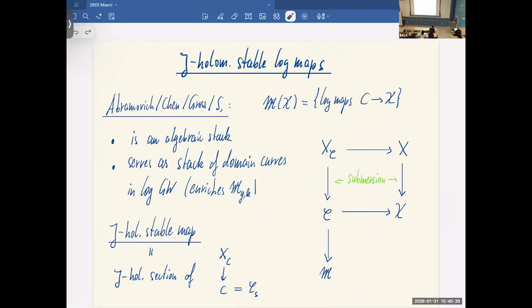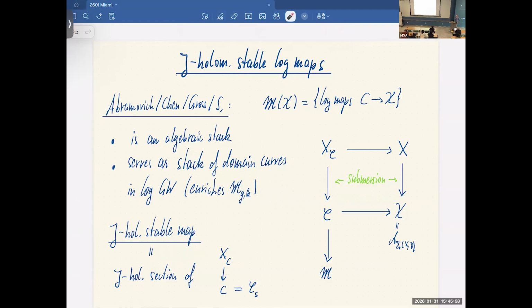Okay, so if we have all swallowed that, then it's very easy to say what a J-holomorphic stable log map is. So given this normal crossing situation, that gives me this morphism to the Artin fan, where the axis is what I previously also alternatively called Sigma of X comma D, the dual intersection complex of this divisor.